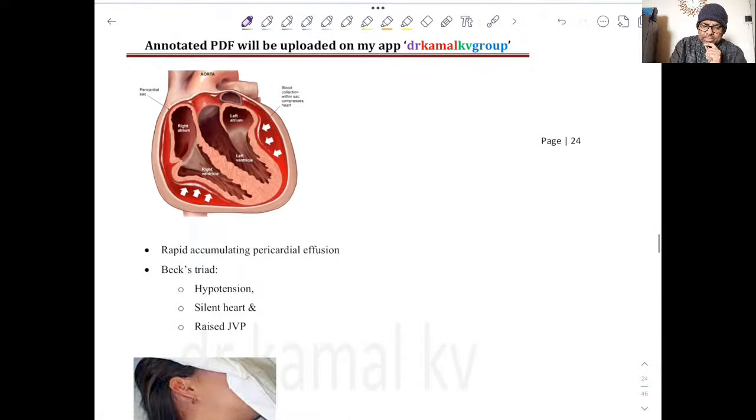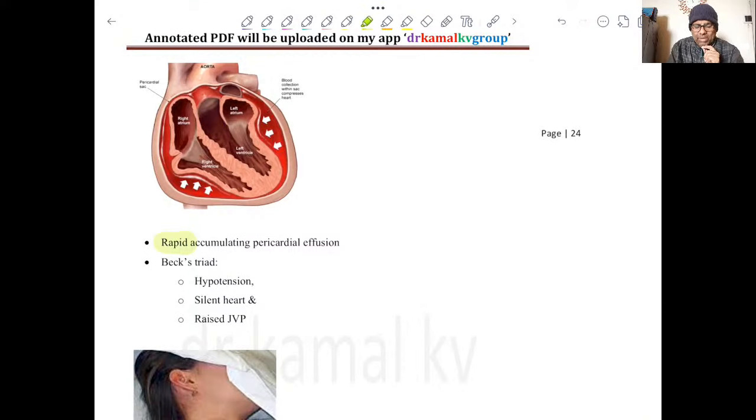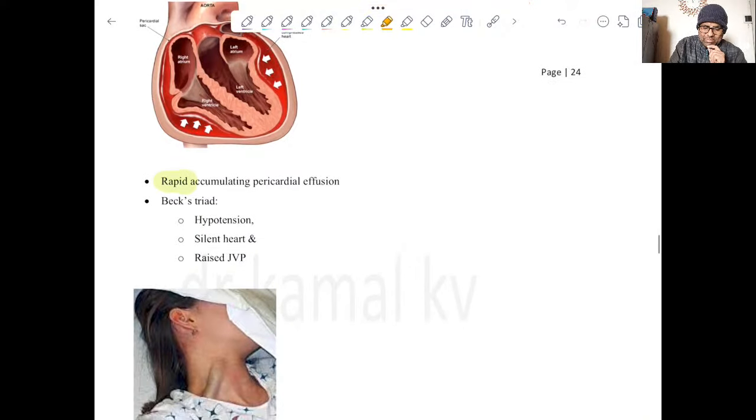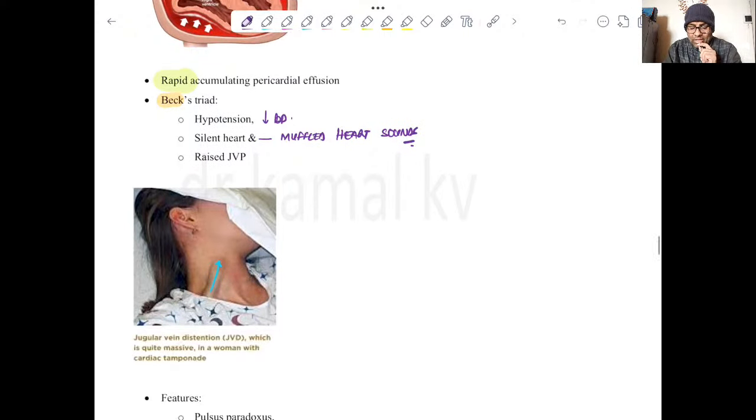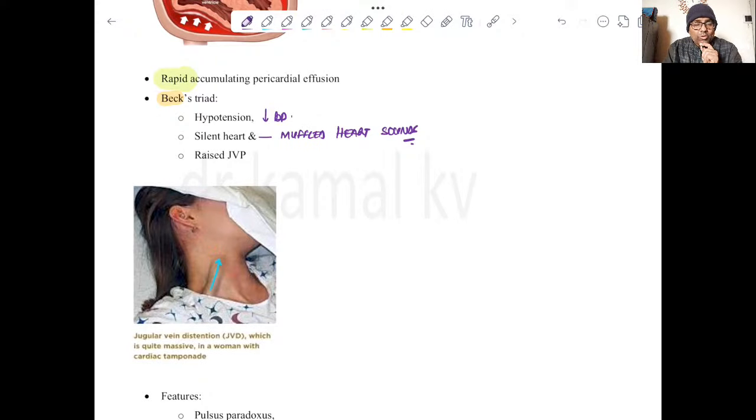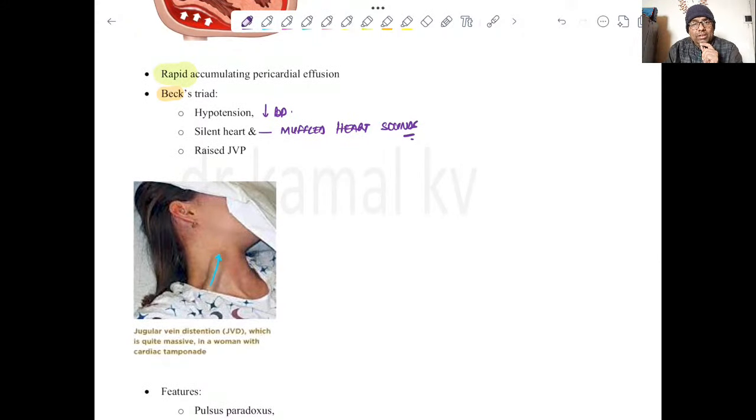And here there is rapid accumulation of pericardial effusion, and yes, a classical triad where you will find decreased blood pressure. Then in the image you can see raised JVP and silent heart sounds, which are also known as muffled heart sounds. Again, the concept is quite obvious. There is collection of fluid around the heart, so that's a bad conductor of sound, and when you listen, you will feel as if the heart is beating at a very distant place.